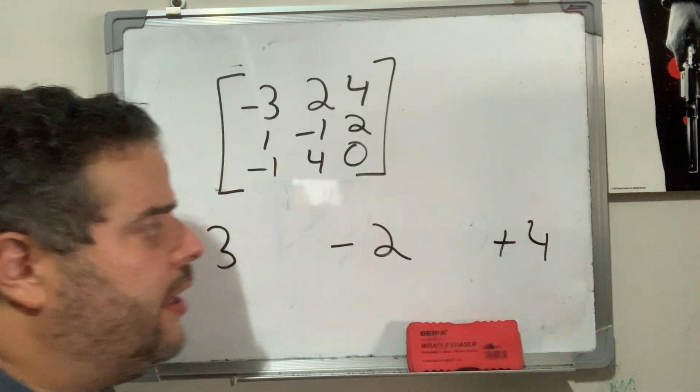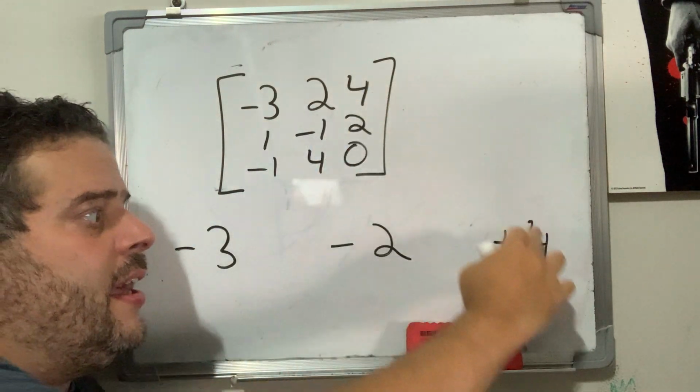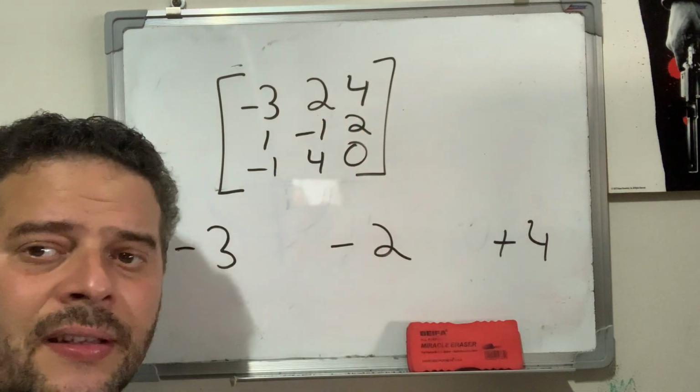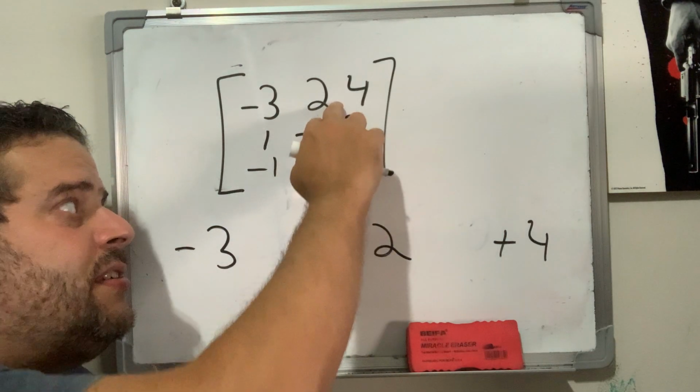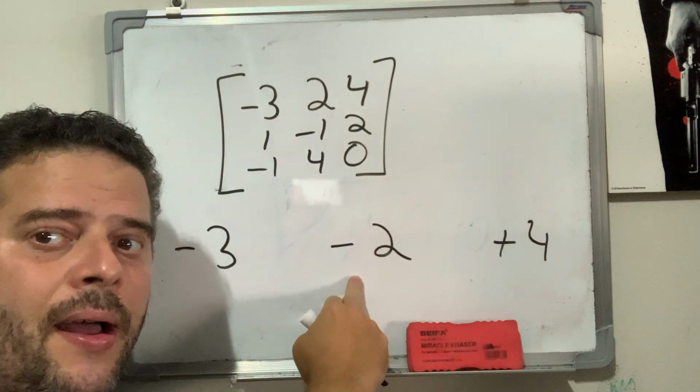Plus the third element. So I have the first element as is, the third element as is, and the middle element always has a minus in front of it. So again, if it's a positive value, it will become negative. If it's a negative value, it would become positive.